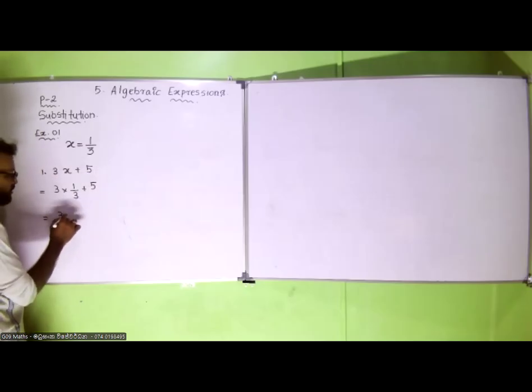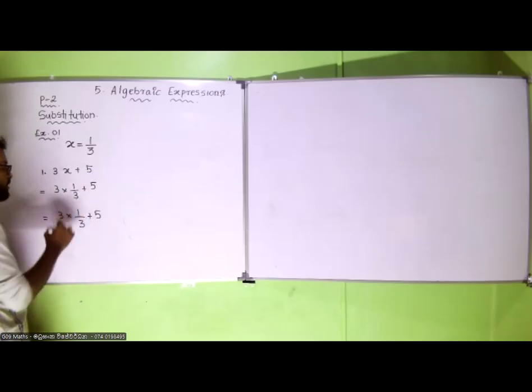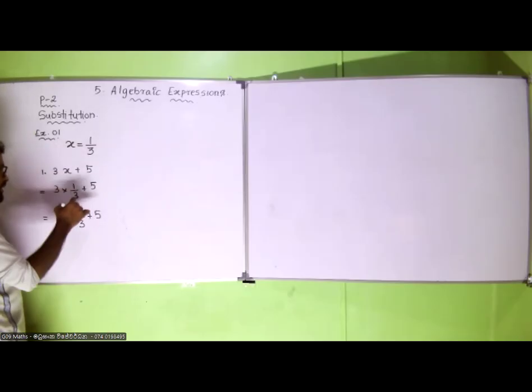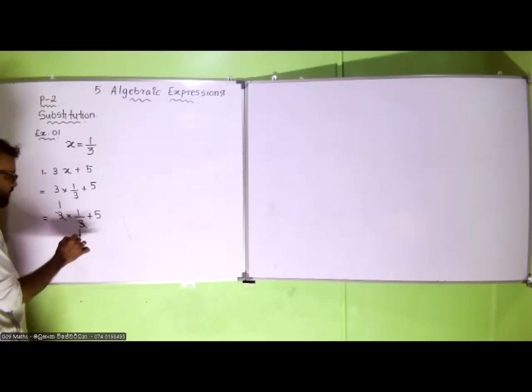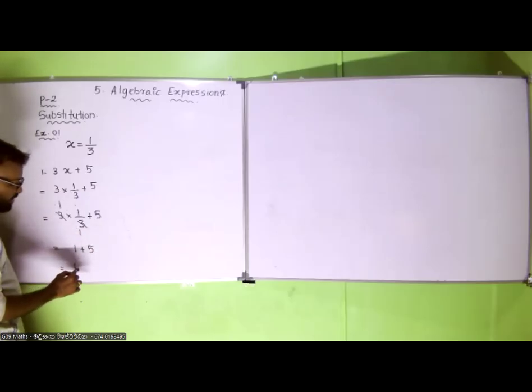I will write it again so that you can see the steps clearly. First of all, I have substituted it. Then I need to simplify it. You can use your pencil to cut numerator and denominator. 3 times 1, 3 times 1. 1 times 1, 1. 1 divided by 1, 1. So 1 plus 5, 6.